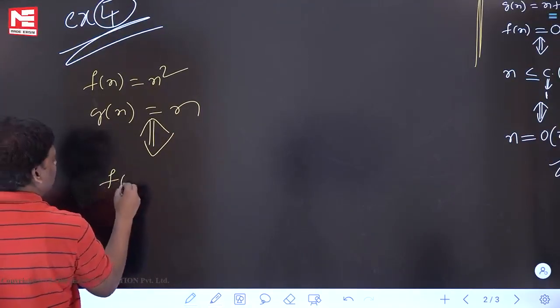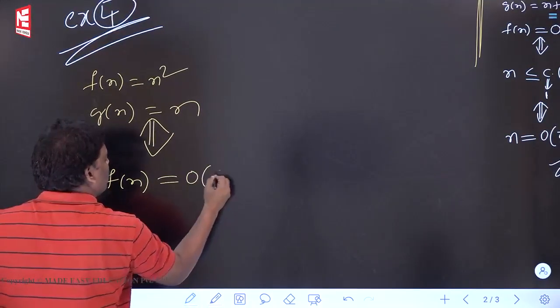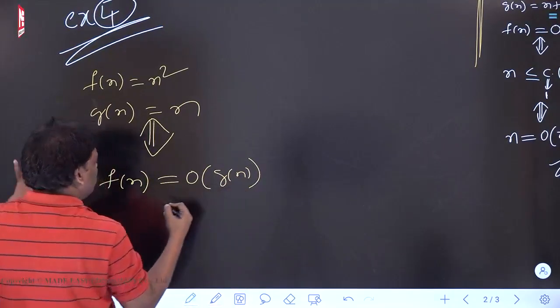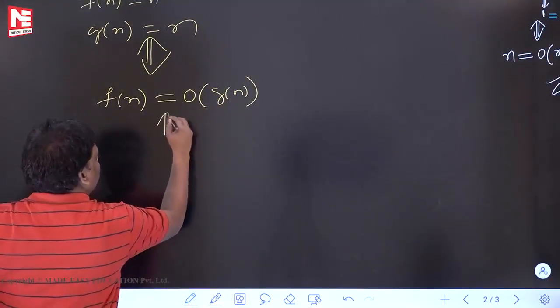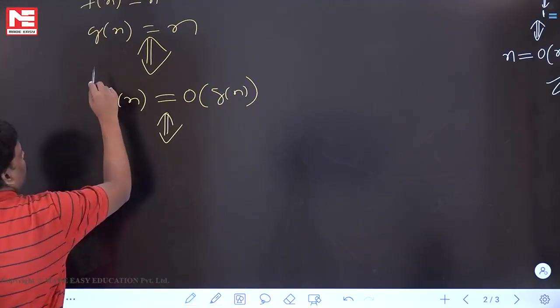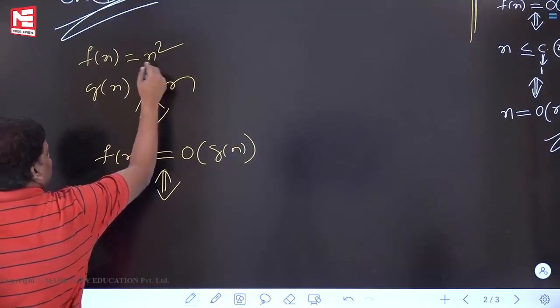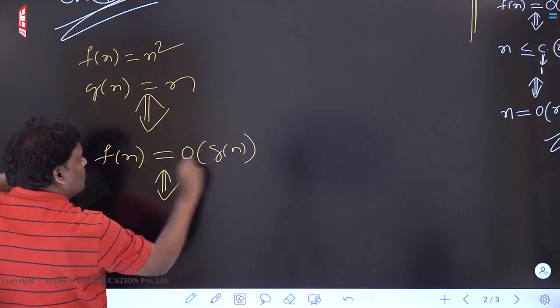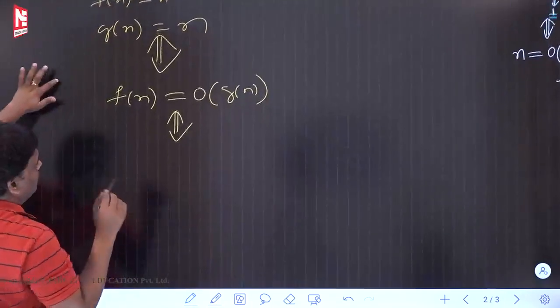What is this one? F of n is big O of g of n. If you want to say this, you have to satisfy one condition. What is that condition? These are the two things, right? Between those two, if you want to say this, the condition should be satisfied.